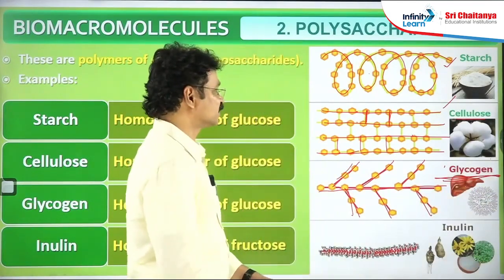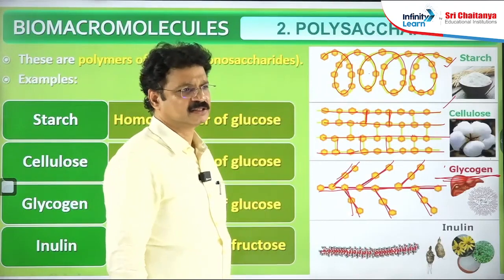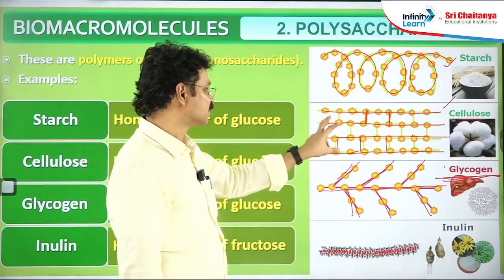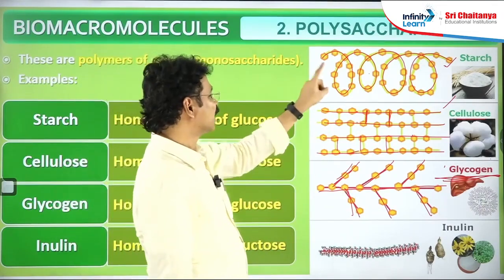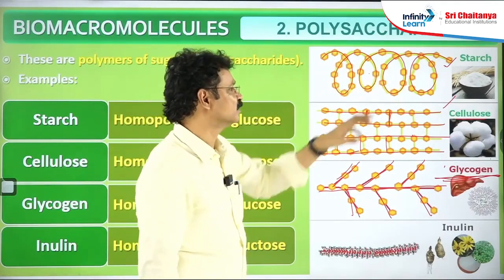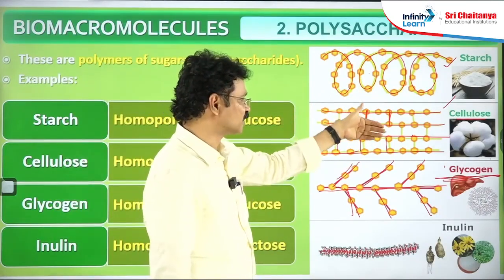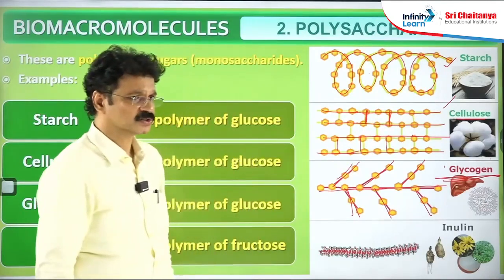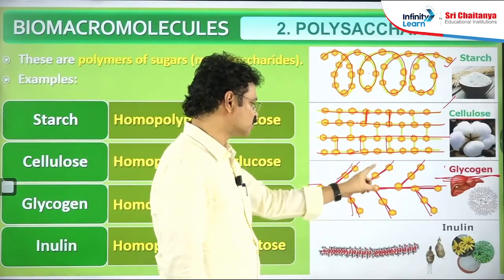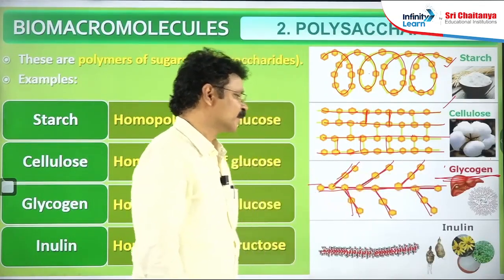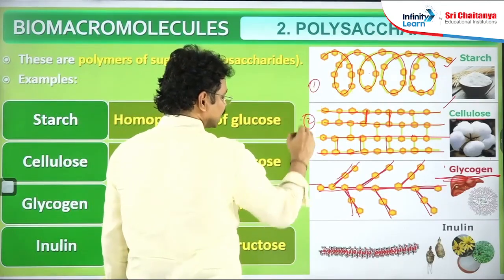I will give some statements, say true or false. In starch, the polysaccharide chain is unbranched. True. Helices are absent in cellulosic polysaccharides. It is also true. Unbranched helical polysaccharide: starch. Non-helical unbranched straight chains of polysaccharide: cellulose. A long chain of sugar molecules with several branches: glycogen.